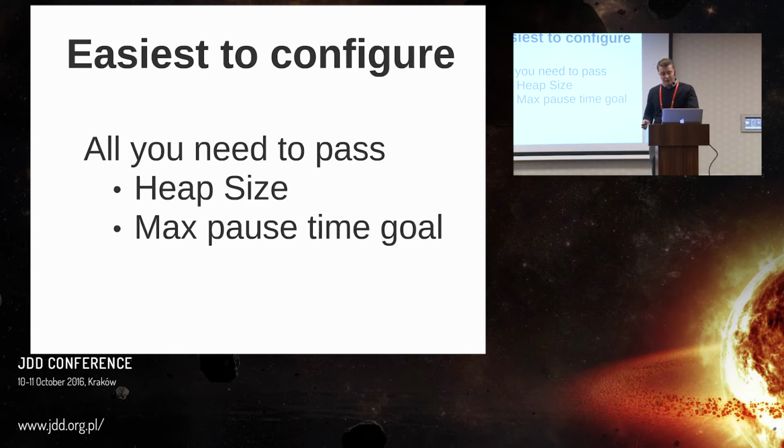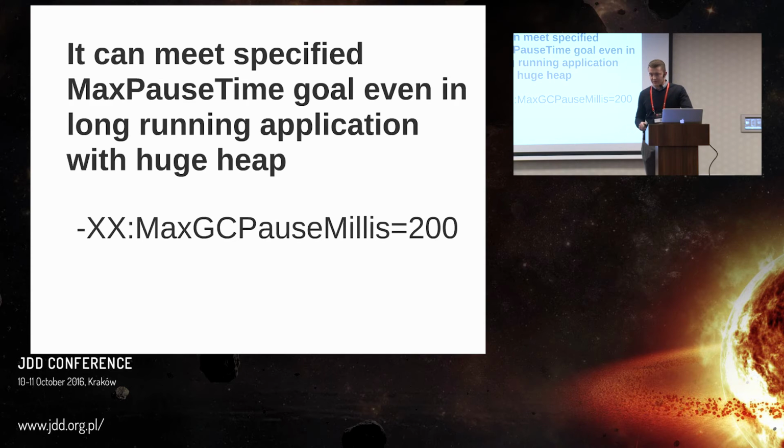All you need to do is tell it what is your heap size, how much memory you can actually give to this collector, and the max pause time goal. And this max pause time goal is something completely new to garbage collection algorithms. Because now you have a way to tell your garbage collector to not stop your application for longer than, for example, 200 milliseconds. And this whole algorithm is designed around this idea, to not freeze your application.